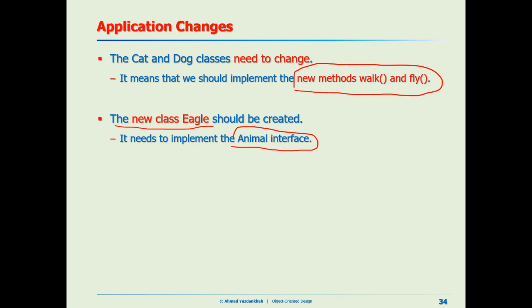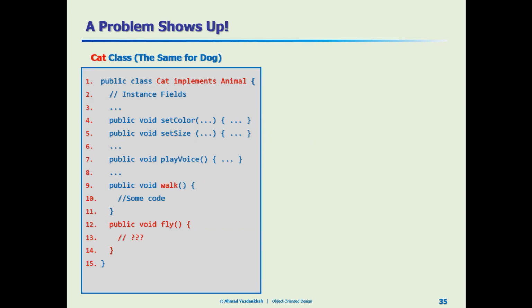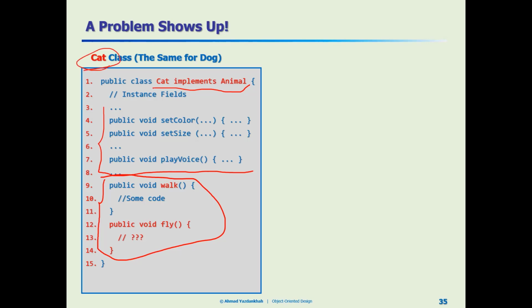Let's take a look at the code and see how it looks. This is the cat class, implementing animal. Up to this point, we already had this, and we have seen it before. Now we added two new methods, walk and fly. Walk makes sense, because a cat can walk. But fly is a little bit controversial here. What should we do with this method? Maybe we should leave it blank, or we should decide about that, because a cat cannot fly.